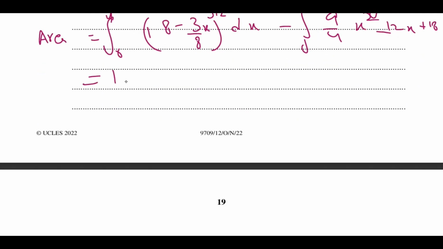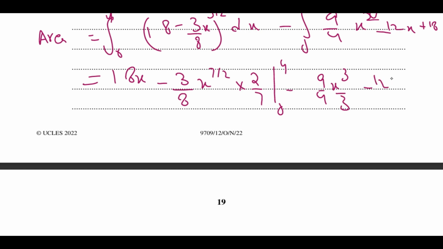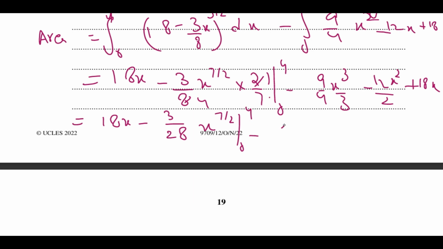After integration we will get 18x minus 3 by 8 x power 7 by 2 multiplied by 2 by 7, with limits 0 to 4, and from the other side we will get 9 over 4 x cubed by 3 minus 12 x squared over 2 plus 18x. So 18x minus 3 by 28, because 2 ones are 2, 2 fours are 8, and here 7 fours are 28, x power 7 by 2, minus 3 by 4 x cubed minus 6x squared plus 18x, with limits 0 to 4.